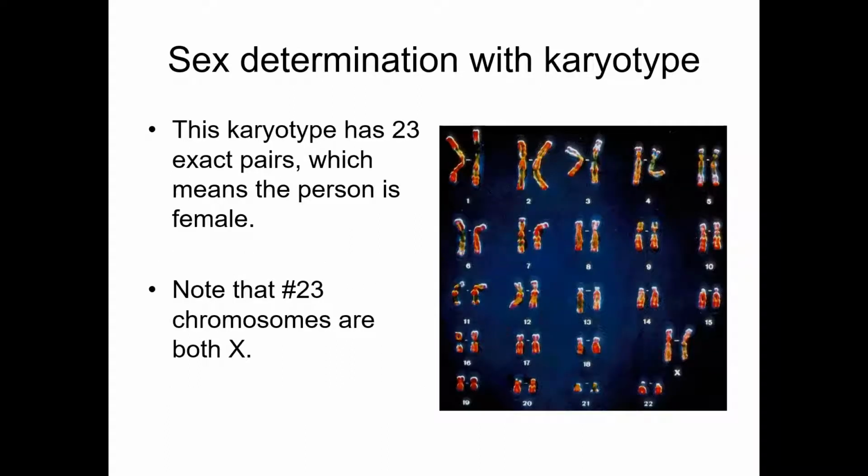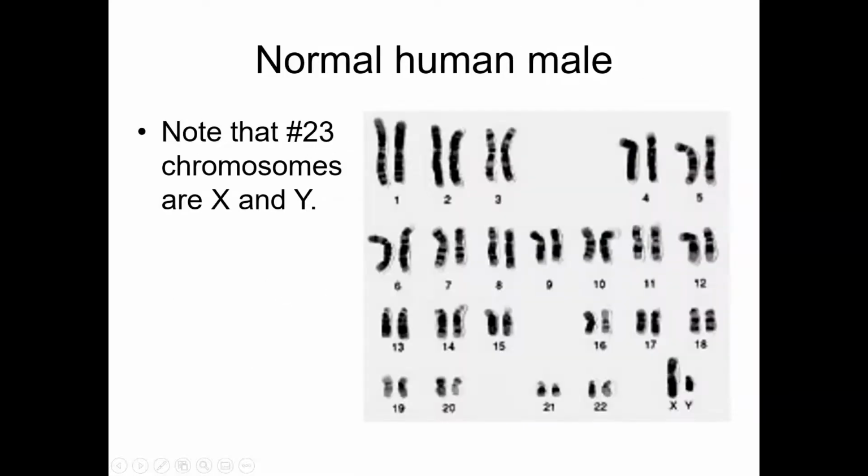Karyotypes are also used in sex determination. We usually look at a karyotype, for instance the one we see on the screen, that has 23 exact pairs. That means the person is female because the X chromosomes are identical. So chromosome 23, which is actually not numbered as 23 on this image, are both X. Males, the 23rd set of chromosomes, again not numbered actually 23, have X and Y. That means heterozygous for the chromosome.